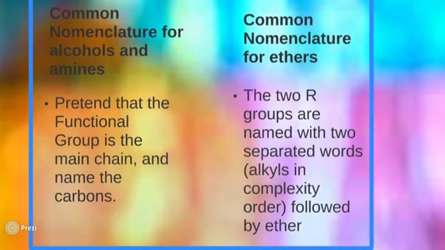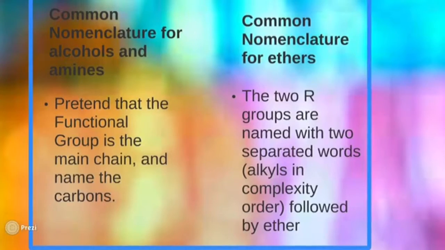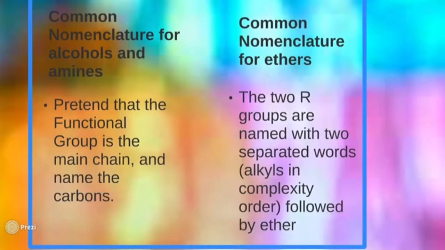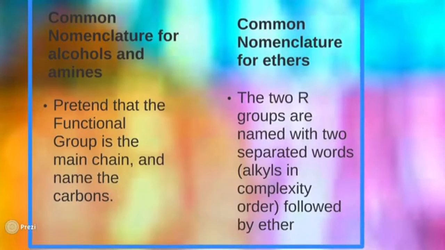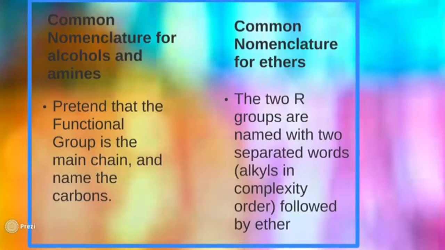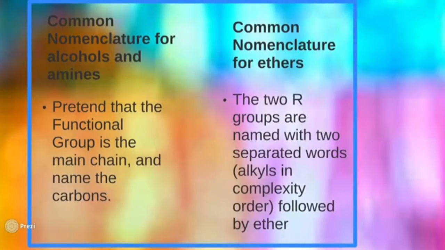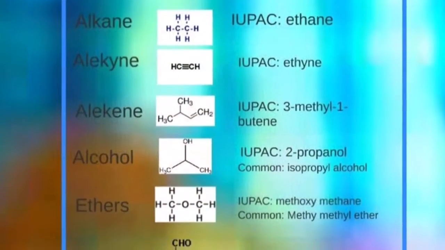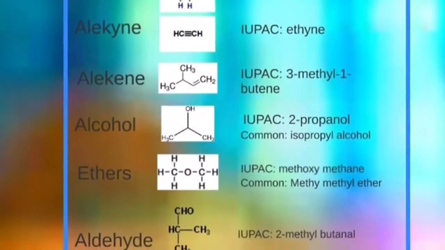Common nomenclature for alcohols and amides. Pretend that the functional group is the main chain and name the carbons. Common nomenclature for ethers. The two R groups are named with two separate words, alkyl in complexity order, followed by the word ether. These are some examples of each functional group.